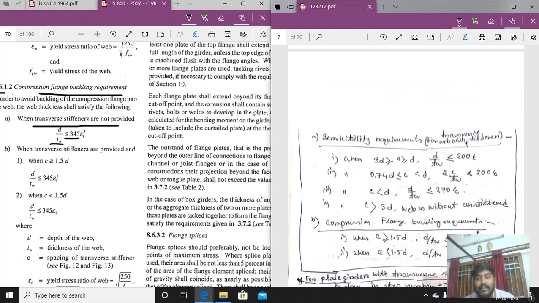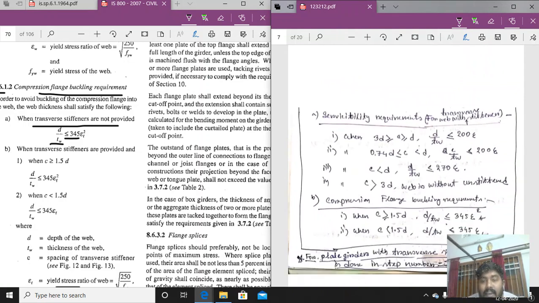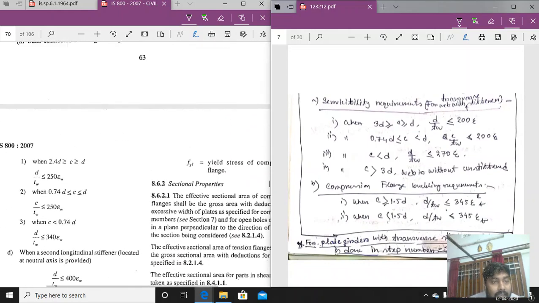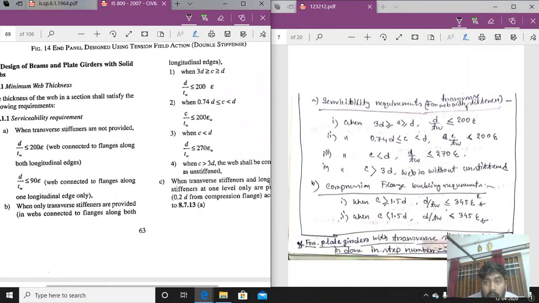Now second is for a web with transverse stiffeners. There may be transverse stiffeners also. So if the web is with transverse stiffeners, this criteria has to be satisfied. Now this is a serviceability requirement, for when transverse stiffeners are provided. So first the d by tw. Now what is C?